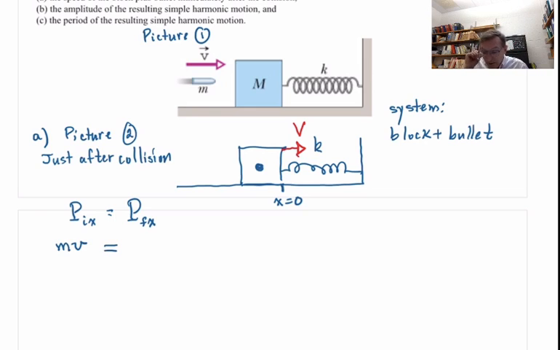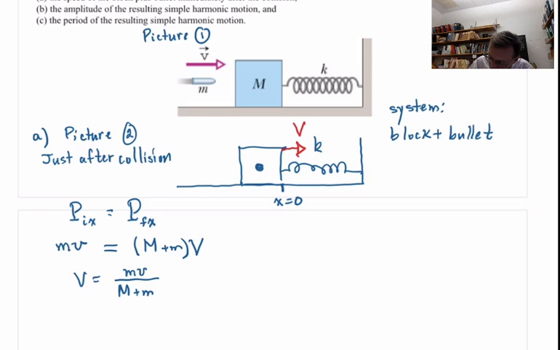Now look at the second picture. I have a total mass, big M plus little m. Yes, the mass of the bullet, little m, is much smaller than the mass of the block, big M. But technically I need the total. And I multiply that by the final velocity, the velocity at the end of the collision, which I'm labeling big V. And I solve for big V: little m times little v over big M plus little m.